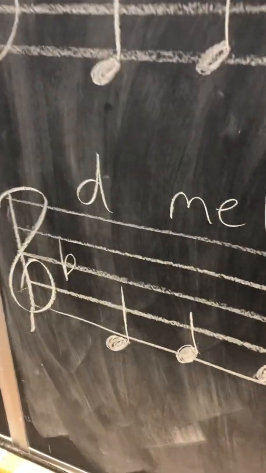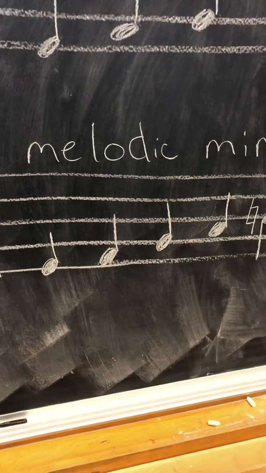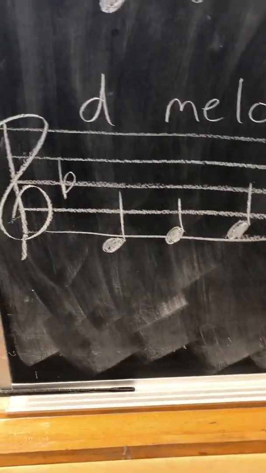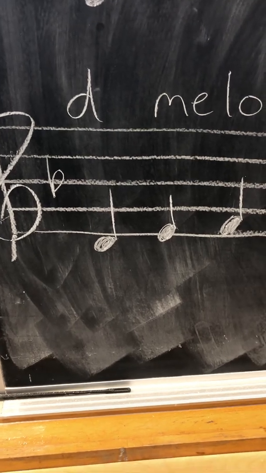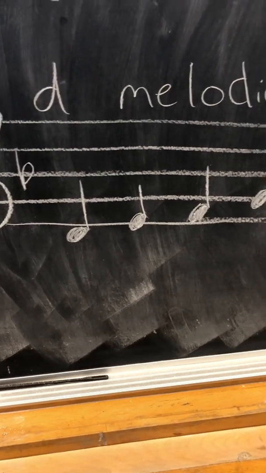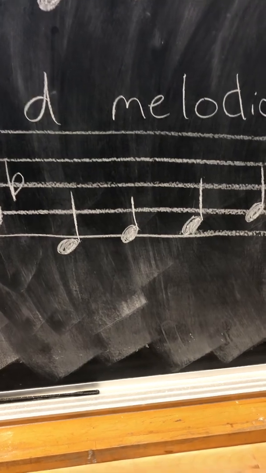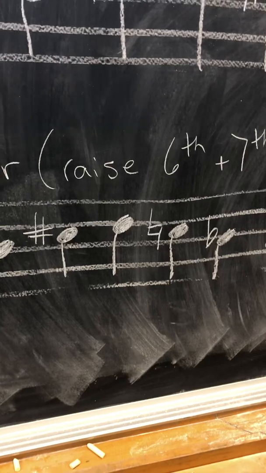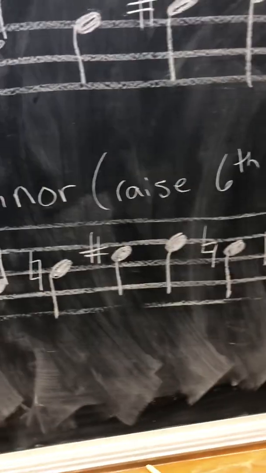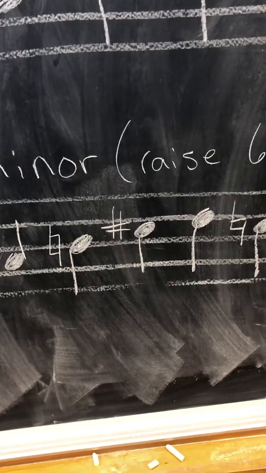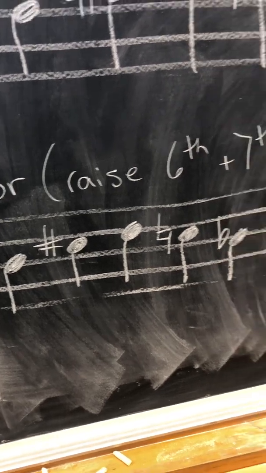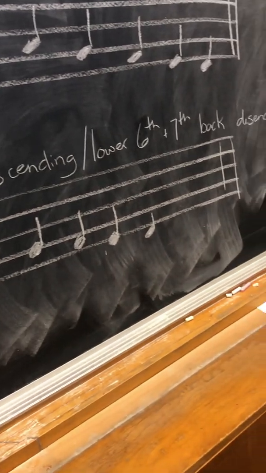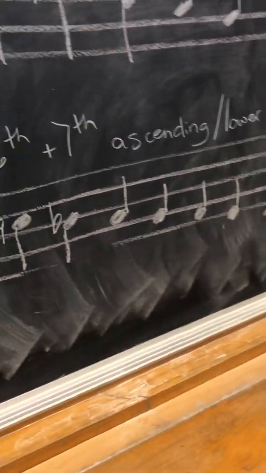Another type of minor scale is a melodic minor scale. Again, same process. We're in the key of D minor, so we put that 1 flat in the key signature. We start on D and write our scale all the way up to the next D. But what's different about a melodic minor scale is that you need to raise the 6th and 7th note on the way up to the top note, but when you descend the scale and go back down, you need to put that 6th and 7th note back to the way it was.